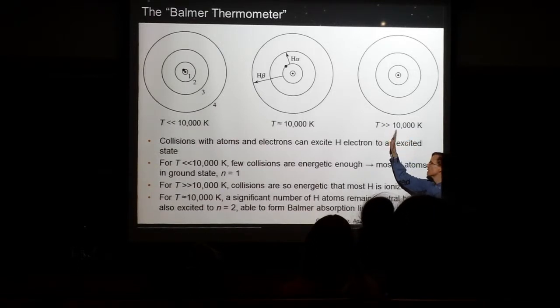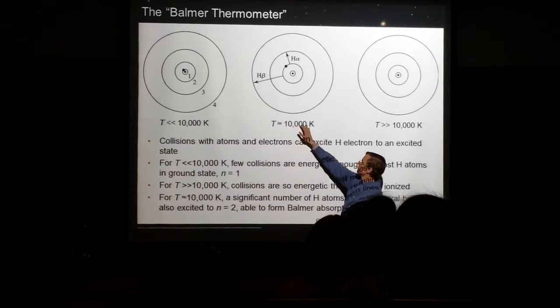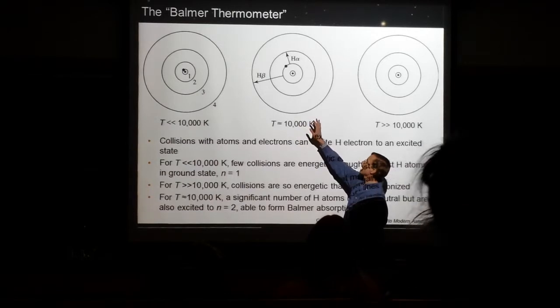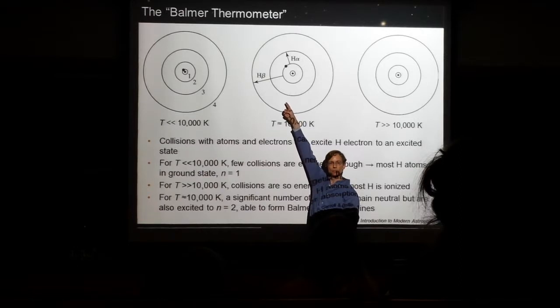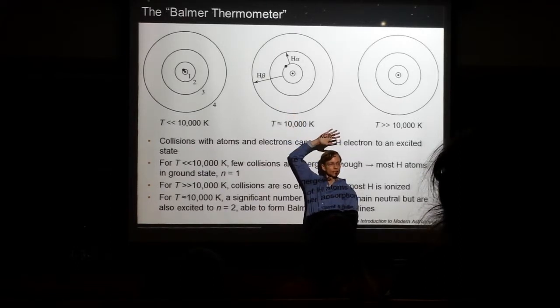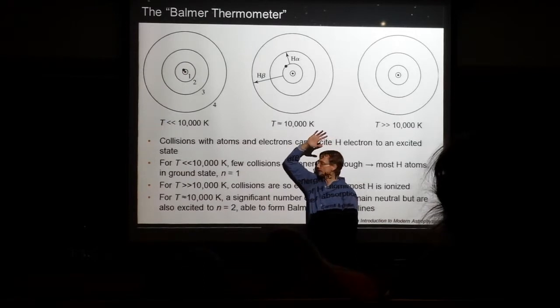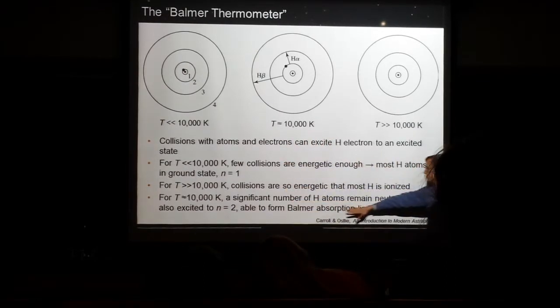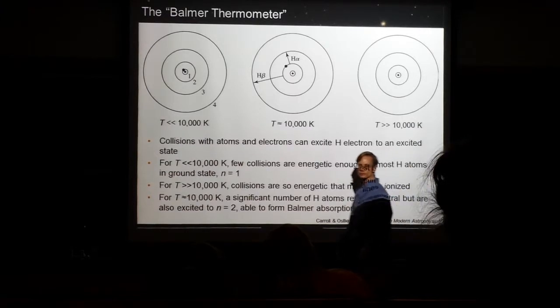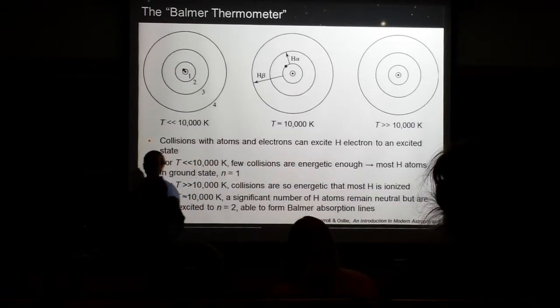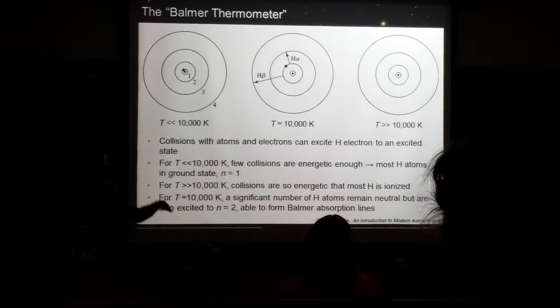But at a medium temperature of 10,000 Kelvin, it's hot enough that collisions have produced a fair population of atoms with electrons in n equals 2, but not so hot that you've ionized them all. In Goldilocks terminology, 10,000 Kelvin is just right. A significant number of hydrogen atoms remain neutral, not ionized, but are also excited to n equals 2, able to form Balmer absorption lines. So that's the Balmer thermometer: how strong the hydrogen lines are depends on the star's temperature.